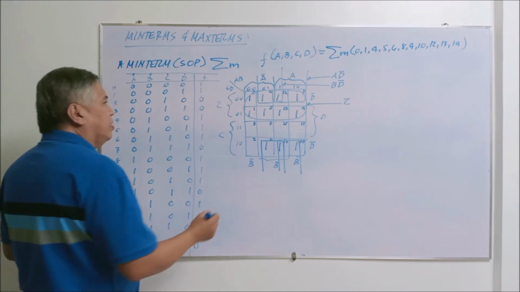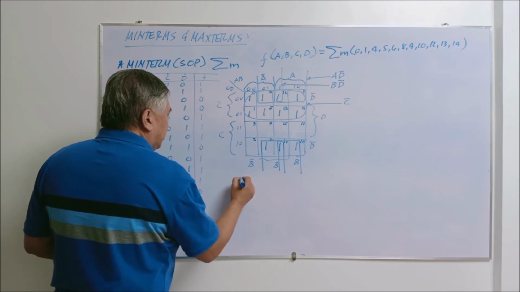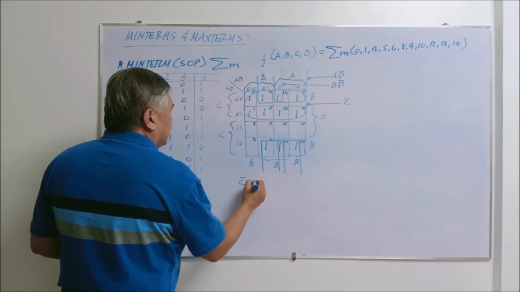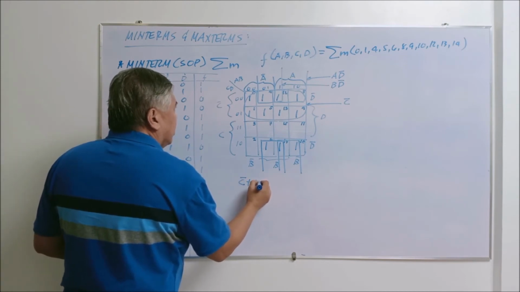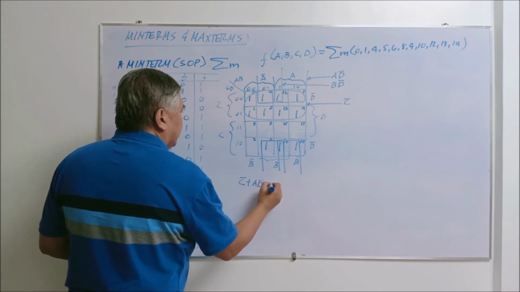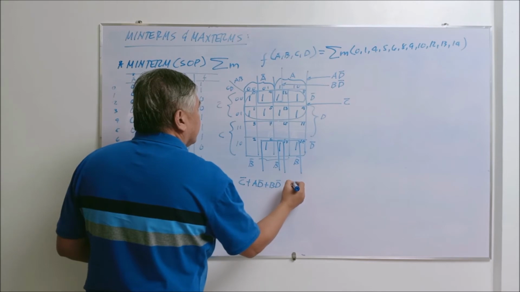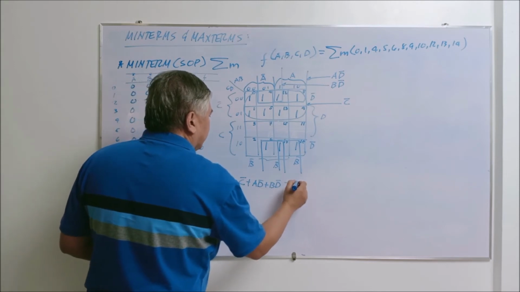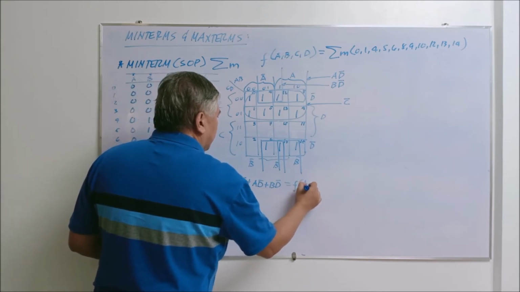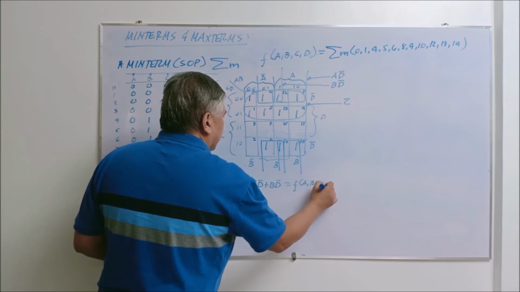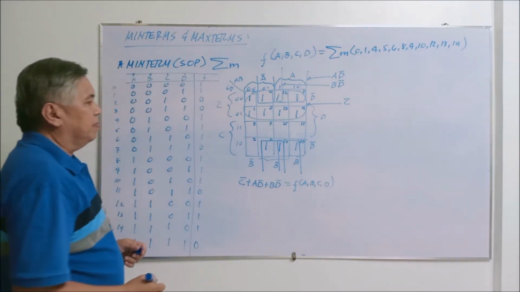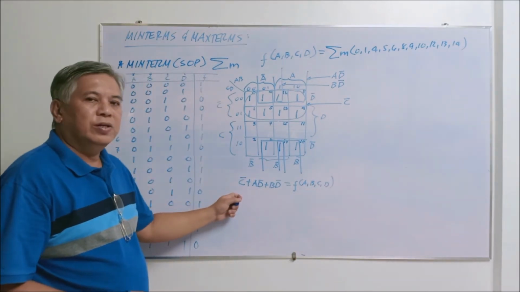So the final equation will be C bar plus A D bar plus B D bar is equal to F as a function of A, B, C, and D. Okay? This will be your equation.